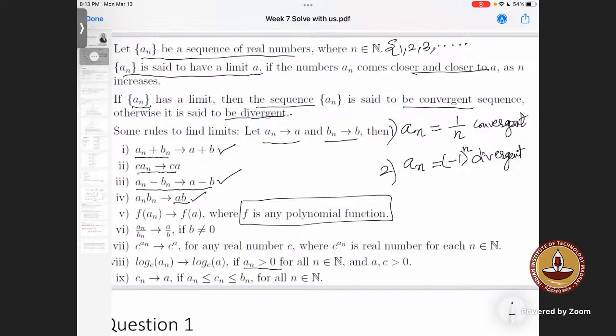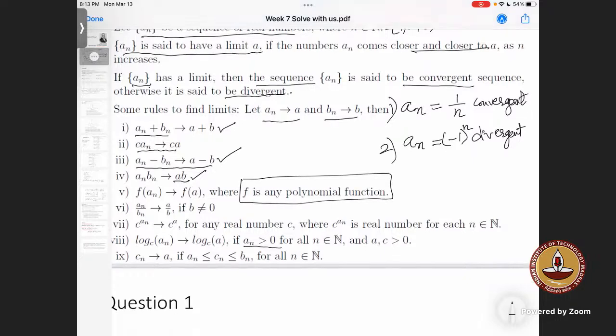And the ninth point: we have a sequence c_n, and c_n is in between a_n and b_n. Is that clear? If a_n and b_n both converge to a, then c_n will converge to a. I think this is discussed in the video lecture, right? The sandwich theorem. Whenever we are solving problems, if we are going to use some formulas, I will discuss them in that specific problem.